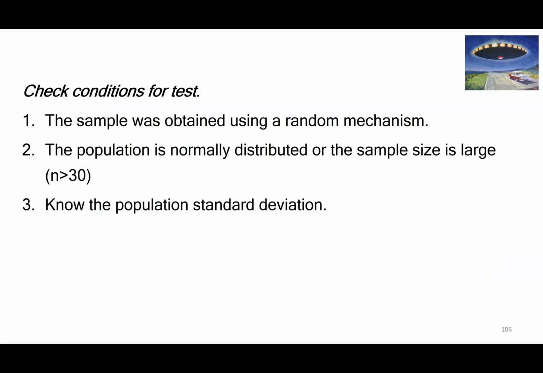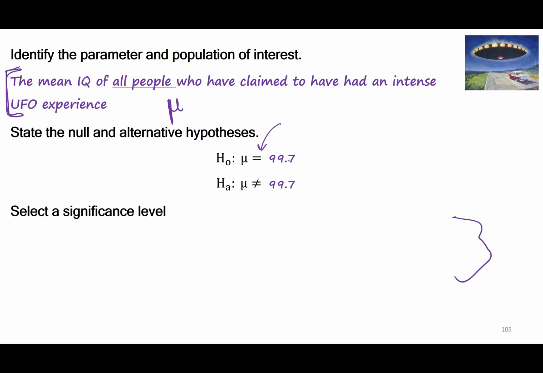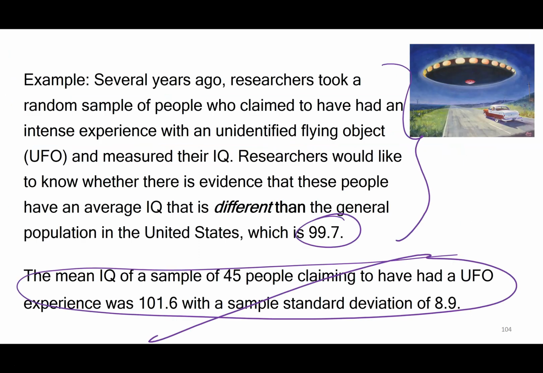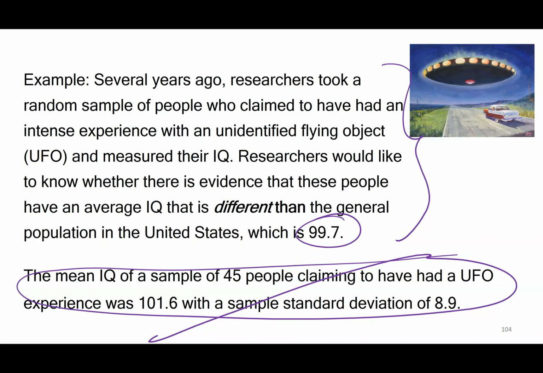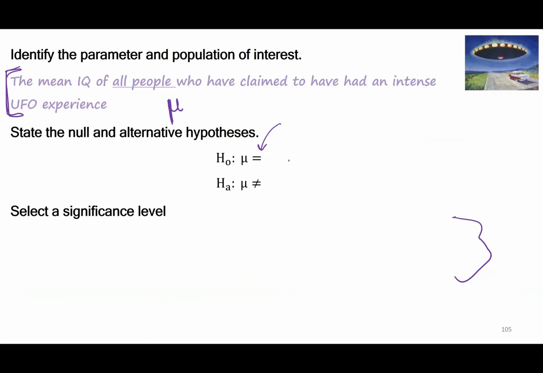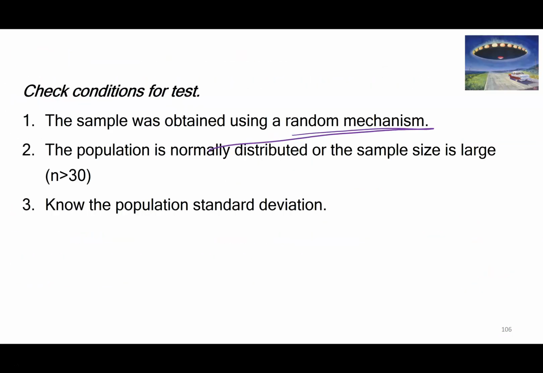So checking our conditions. So the sample was obtained using a random mechanism. So was it a random sample? I think they reported that, well, they took a random sample here. So I'm not sure where they get this master list. They must have had a list of all people that reported having an intense UFO experience. There's some master list, and they took a random sample from them. But we're going to say yes.